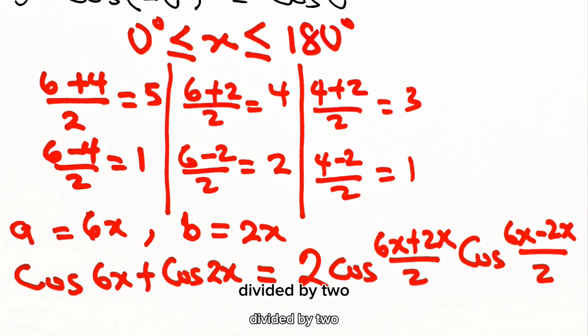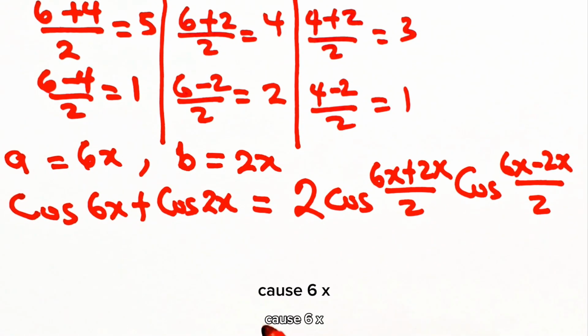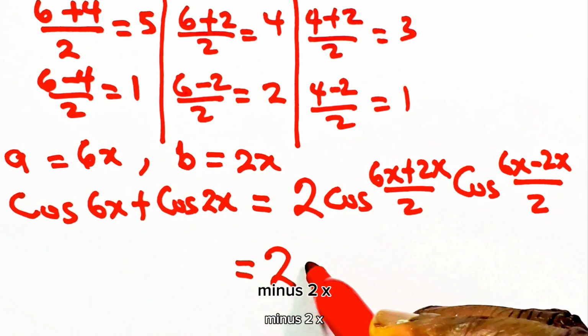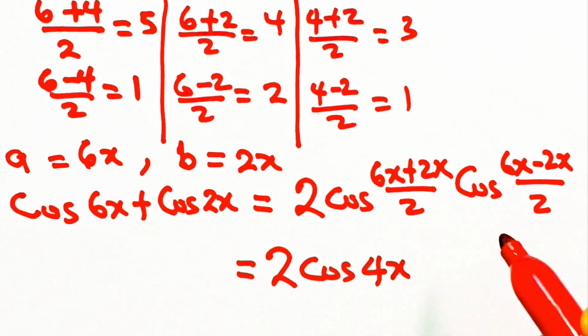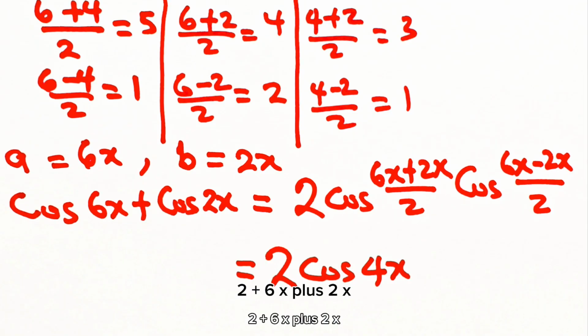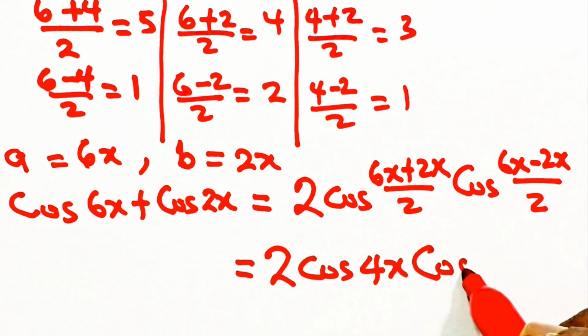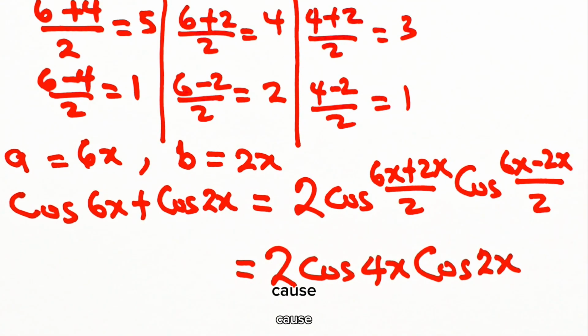In that way, we're going to arrive at 2 cos of 6x plus 2x, we give 8x, divided by 2, we give 4x. Cos of 6x minus 2x, we give 4x, divided by 2, we give 2x. So now, we have arrived here.